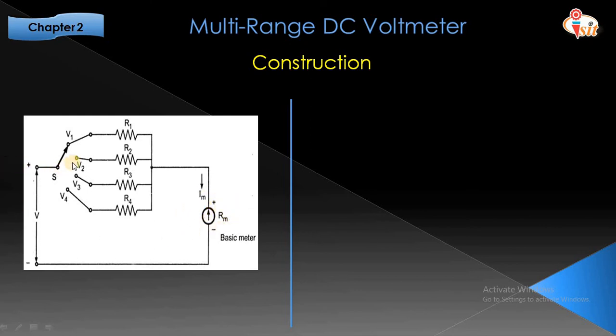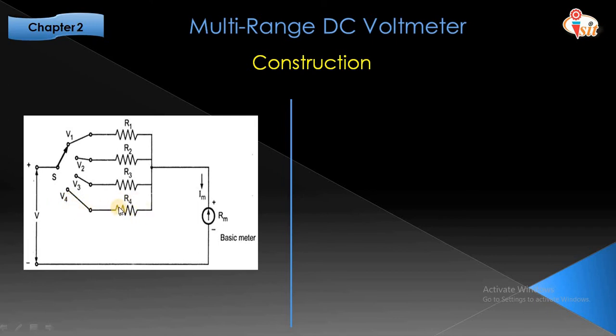Suppose this switch S is connected to R1, then that range will be selected through R1. Suppose this switch is connected to V2, then the circuit will be connected through R2. Suppose this switch S is connected to V3, then the circuit will be connected through R3. Suppose S is connected to V4, then the circuit will be connected to R4.